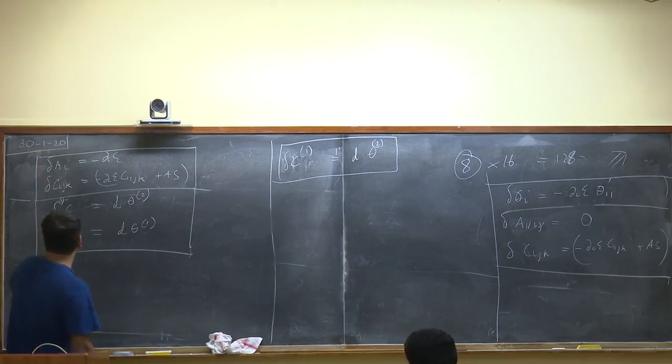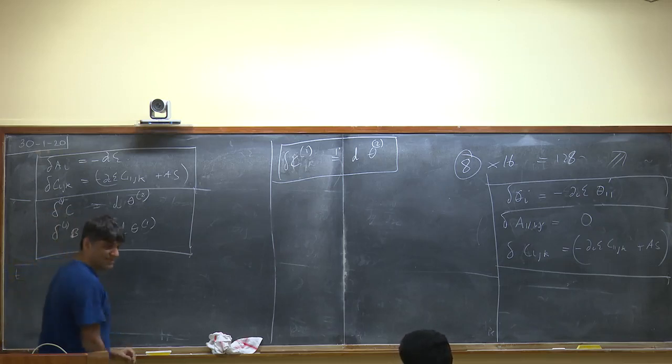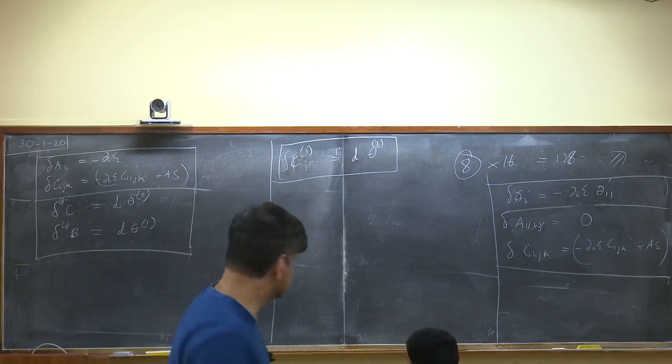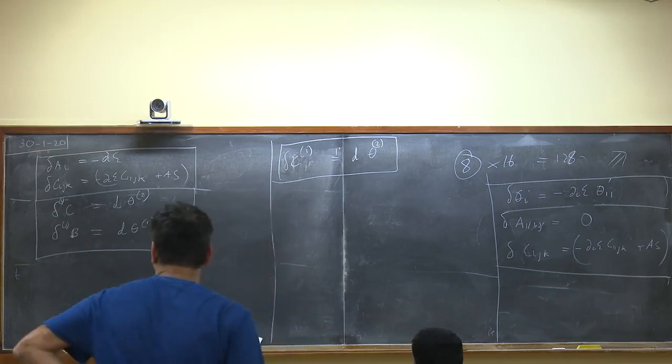First, let's look at gauge invariance under diffeomorphism. Delta Cijk can be written as d wedge Djk.